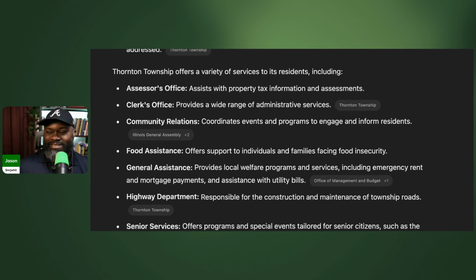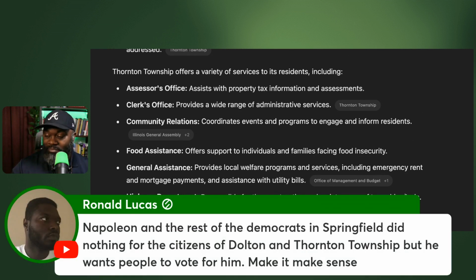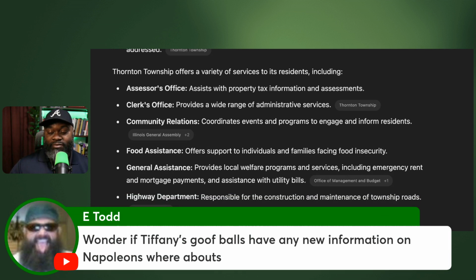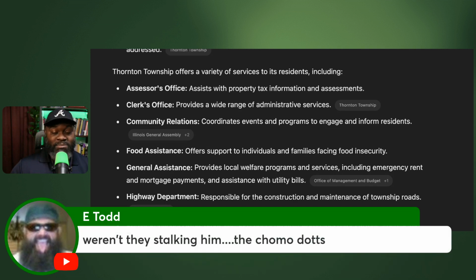So I appreciate y'all so much. What we got here? Napoleon, arrested Democrat in Springfield, did nothing for the citizens of Dalton and Thornton Township, but he wants people to vote for him. I don't argue with you at all. I think the problem is he's going to probably win. Wonder if Tiffany goofballs have any new information on Napoleon's whereabouts. I've heard again from a reliable source that he has been out shaking babies and kissing hands.